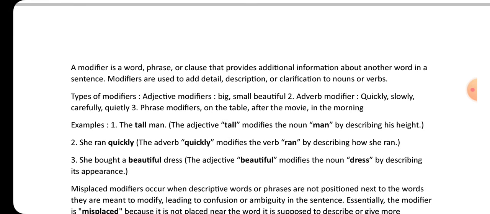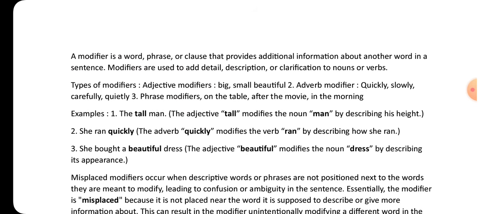Example one says: the tall man. Here the adjective is tall, and it modifies the noun man, by describing his height. So if you say the tall man, the adjective is tall, and it is describing, or modifying, the noun, which is man. Man is the noun, and the modifier is tall. So it is modifying the man.